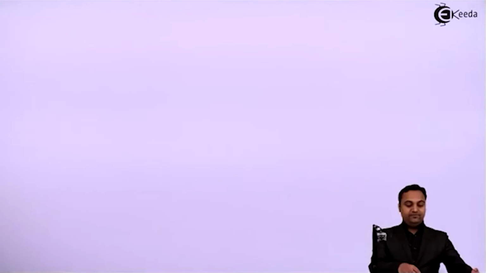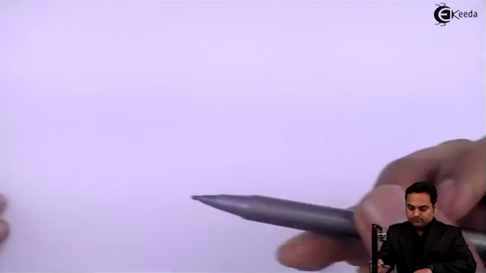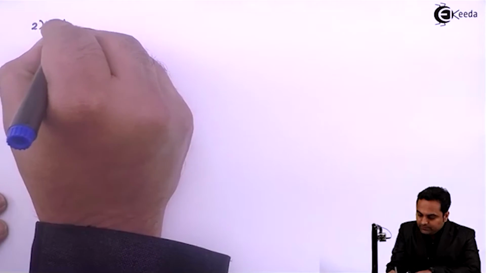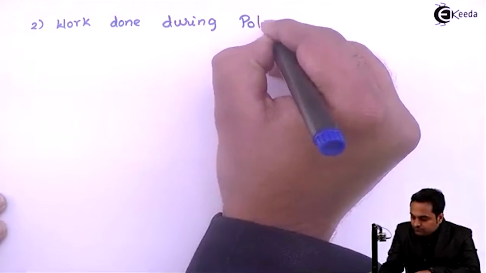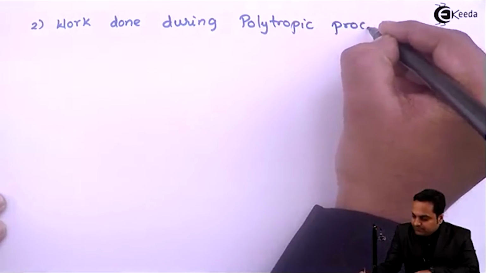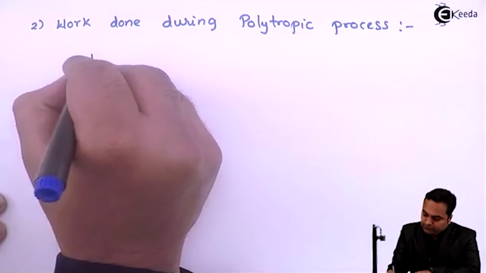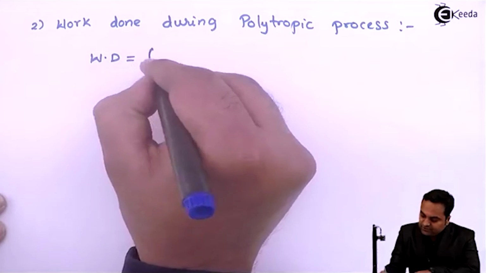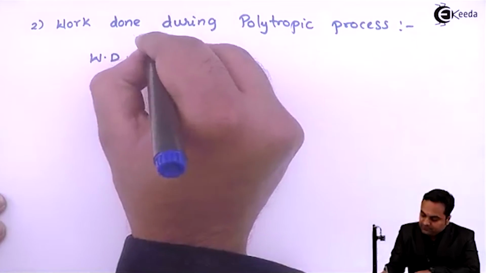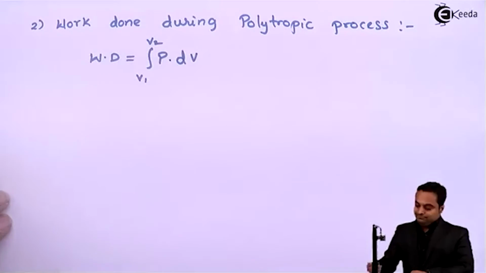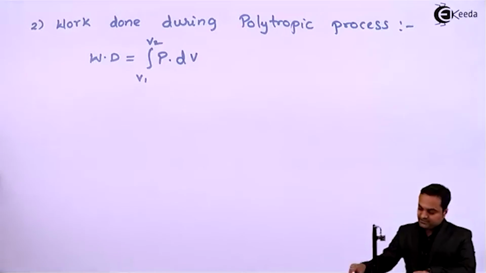next I'll derive the work done formula for a polytropic process, that is an equation which will give us the idea of how much is the amount of work done in a polytropic process. Work done during polytropic process, it is given by, first of all we can write down work done as a general equation, which is integral of P dV, and that is from limits V1 to V2. Next, I can say that keeping this as equation first.